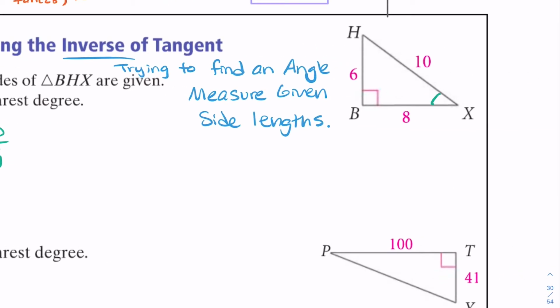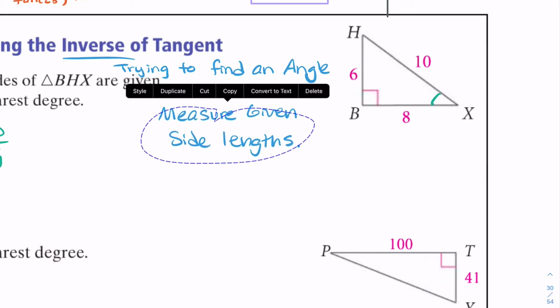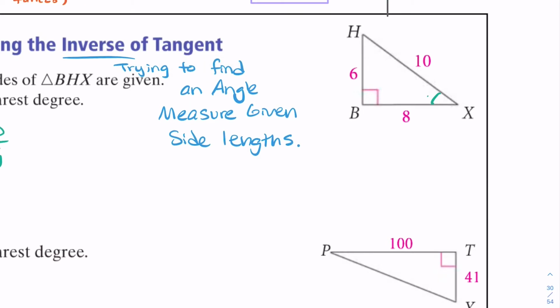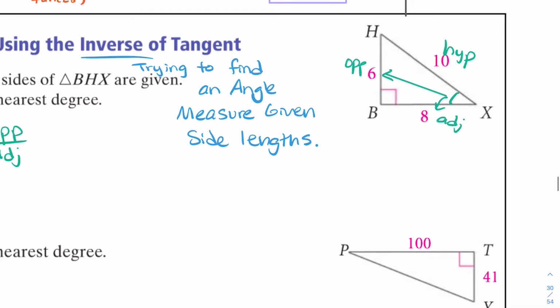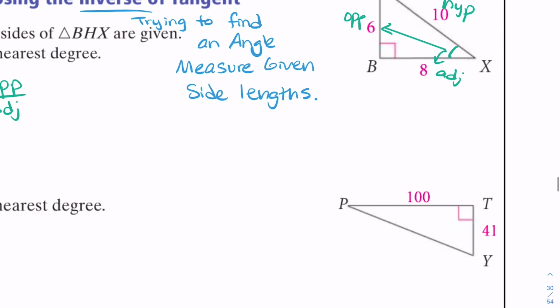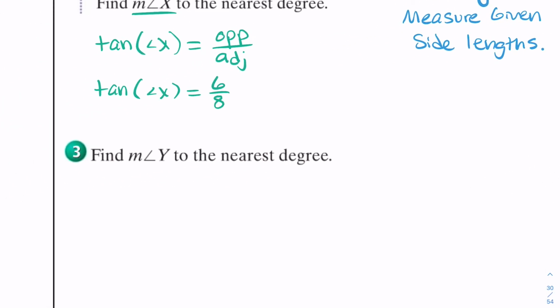So here's x. In this case, this is your opposite side. And my hypotenuse is always opposite the right angle. And here is the adjacent side. And so we have the tangent of angle x equals 6 over 8. There's nothing else you have to do. Don't even simplify it.